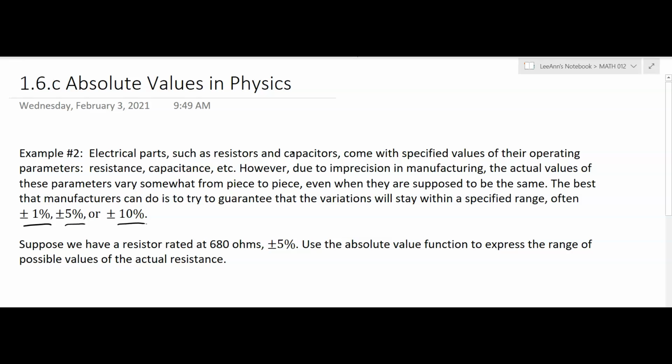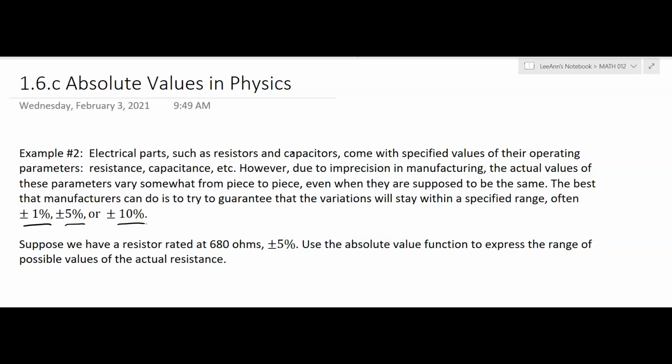So say you're making something, it's supposed to be, I don't know, 10 ohms. So say you want it to be within plus or minus 1%. That means you're going to accept anything between 9 and 11 ohms. Okay, something like that. All right, so that's the idea here.